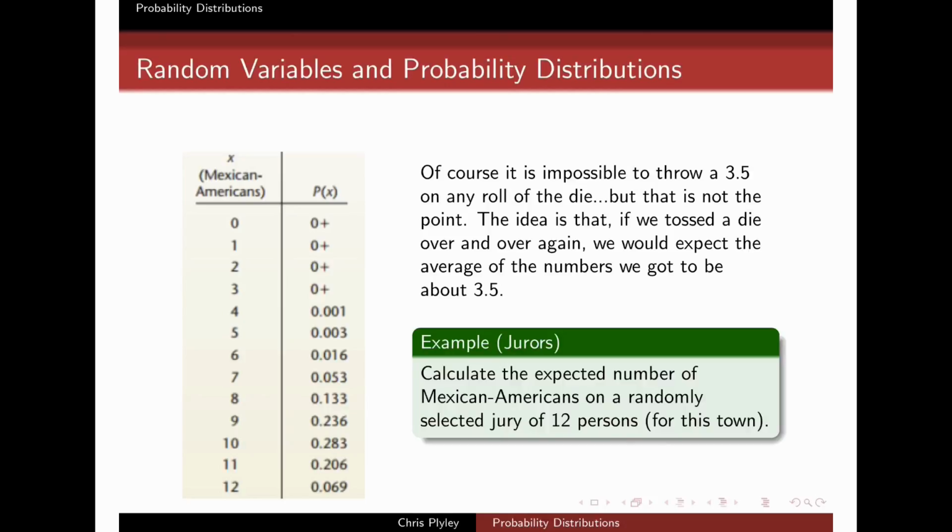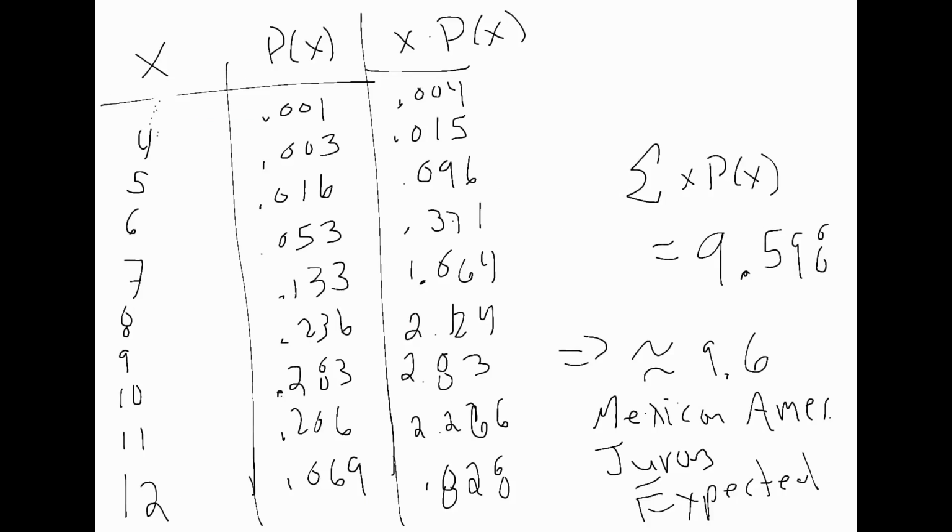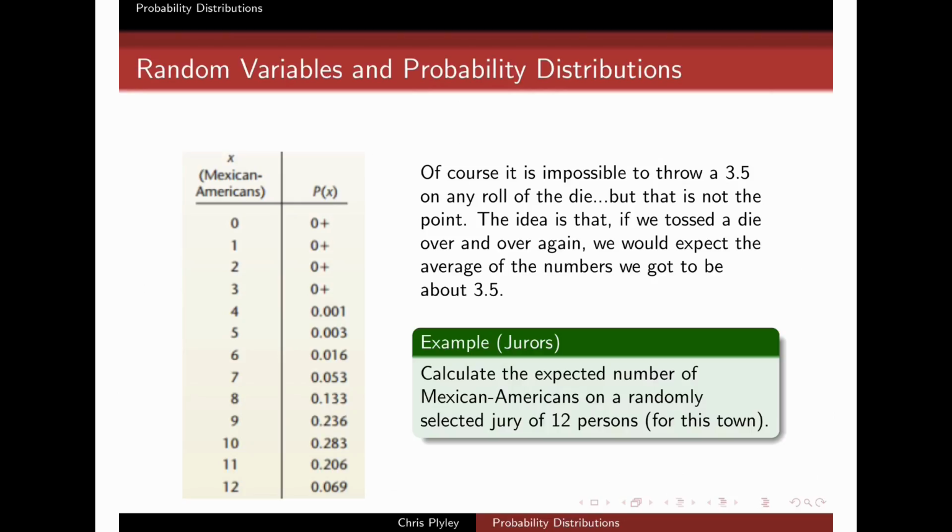So, find the expected value of this probability experiment and try to think of an English sentence of how to interpret it. What's the expected number of Mexican-American jurors in a town that is 80% Mexican-American? Try to answer this question, and I'll tell you the answer in just 1 second. Okay, so did you get it? Well, it's pretty simple. All you have to do is take each of these values of x and multiply them with the corresponding probabilities, and then add them all up.